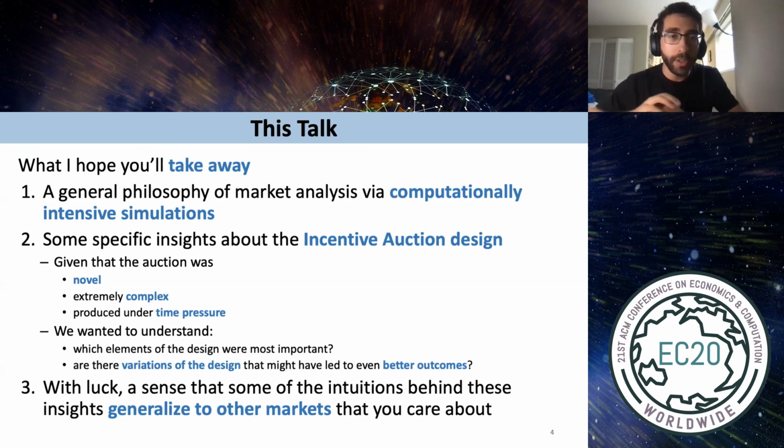Now I'm going to ground this particular talk in the incentive auction design. This is a good candidate for this kind of analysis because it was a novel, extremely complex auction produced under time pressure. That leaves us with a lot of questions about which elements of the design were most important. And there are a lot of ripe, underexplored changes and alternative designs to look at. I hope you'll find the specific insights about the incentive auction design that I'm going to present interesting. I hope that they'll generalize to other markets that you care about too. But what I'm really advocating for here is that computationally intensive simulations should be a tool in your toolbox.